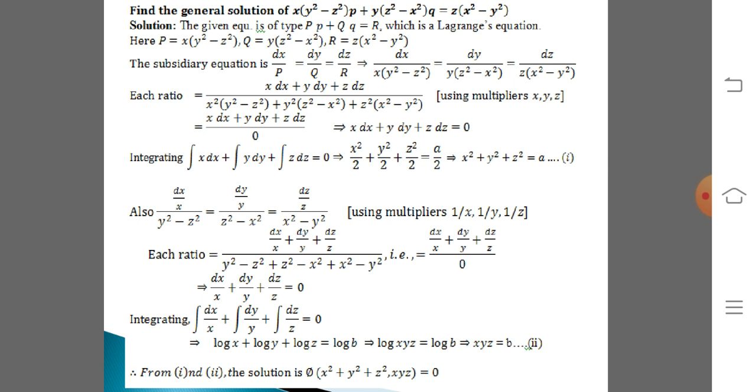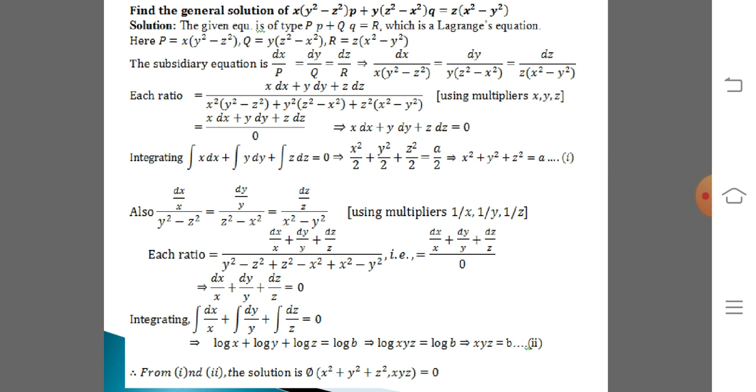In the same way, you can find the solution of x(y² − z²)p + y(z² − x²)q = z(x² − y²). So this equation is also of the form Pp + Qq = R, where P = x(y² − z²), Q = y(z² − x²), R = z(x² − y²).